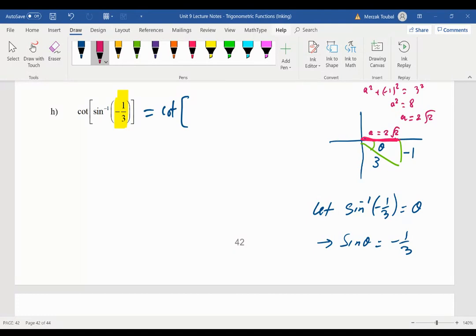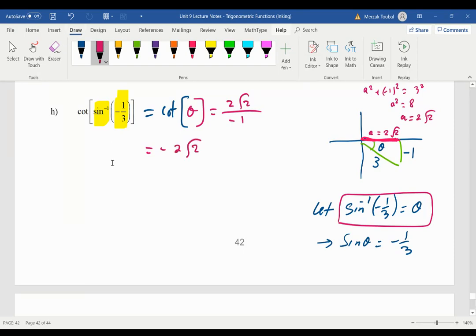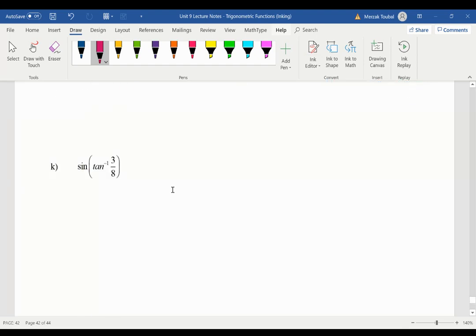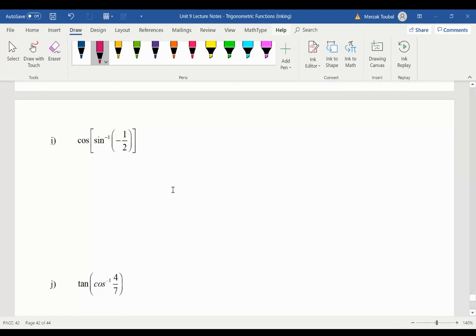Now, we said sine inverse of negative 1/3 is theta, so we're going to write theta over here. What is cotangent of theta? Cotangent is adjacent over opposite. Adjacent is 2 root 2, opposite is negative 1. So this simplifies to negative 2 root 2. And that's the value of cotangent of sine inverse of negative 1/3. We've got a few more examples. It's a lot of practice.